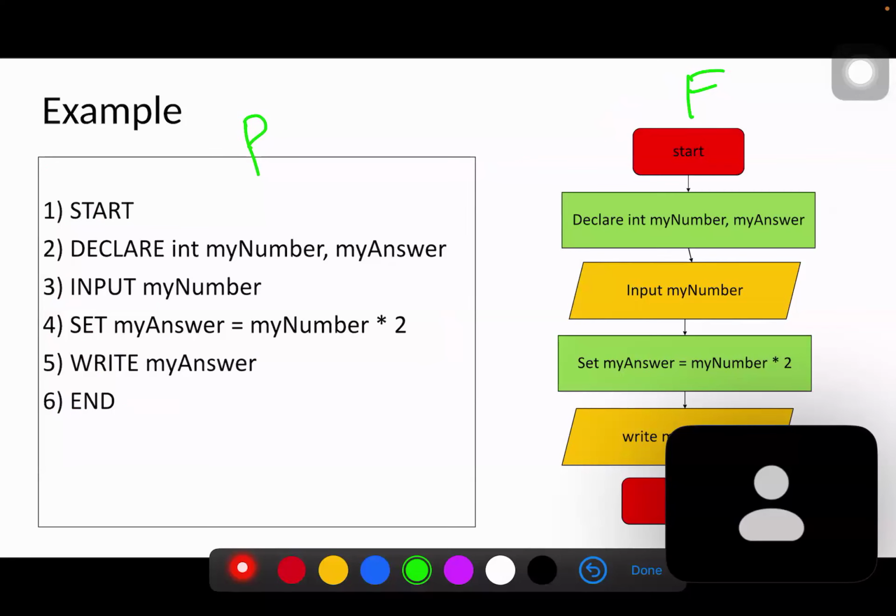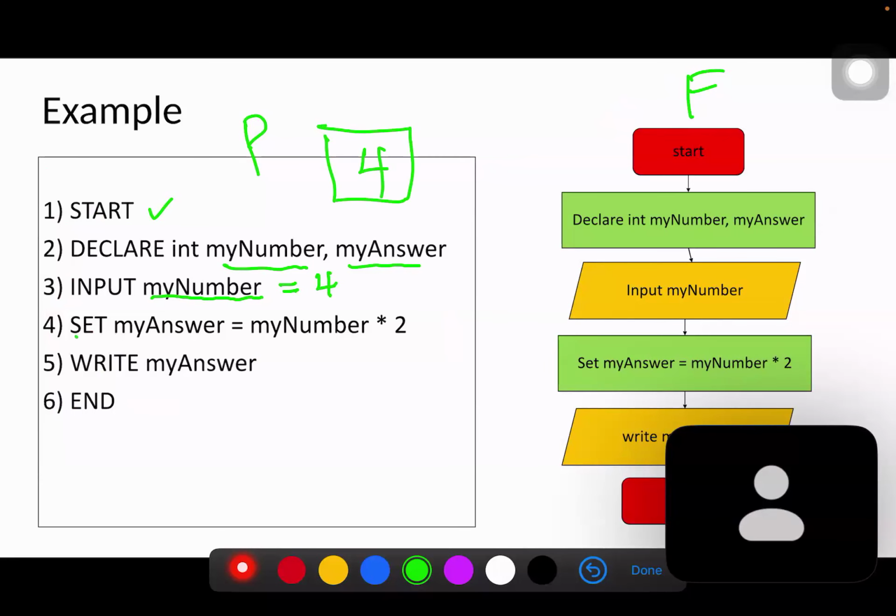So let's look at the pseudocode first, since we now understand pseudocode, right? In this program, we start on line 1. Then we create 2 variables, one variable called my number, second variable called my answer. Then we collect the value from the user. So let's assume that the user enters the number 4. So the number 4 will be put inside the container called my number. Please remember that.